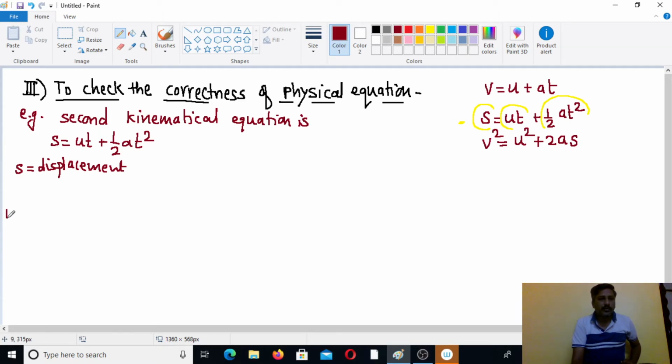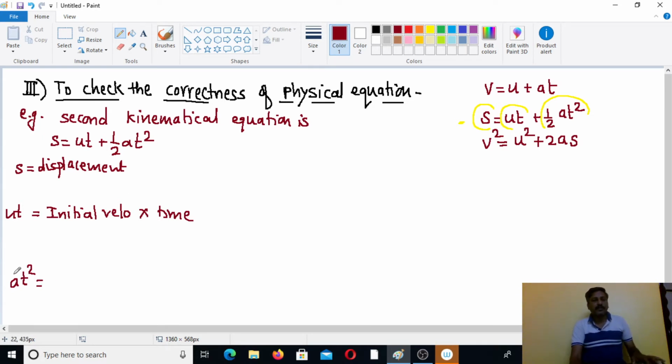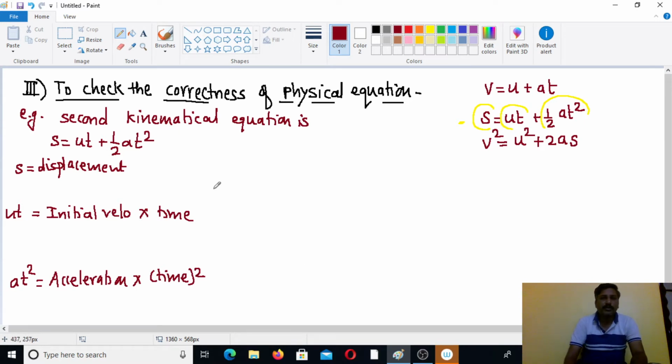U into T. Okay. Here what is U? U is my initial velocity, into T means time. Then half of AT square. Here the number has no dimensions, so we calculate the dimensions of AT square. Here A stands for the acceleration, into T square means my time square. Now we have to see in detail the displacement. Therefore the displacement is nothing but the shortest distance from mean position.